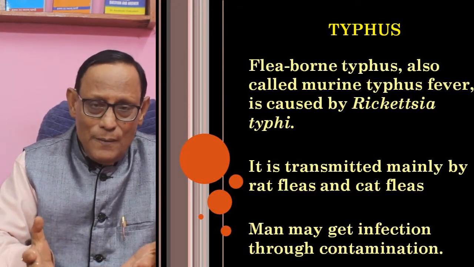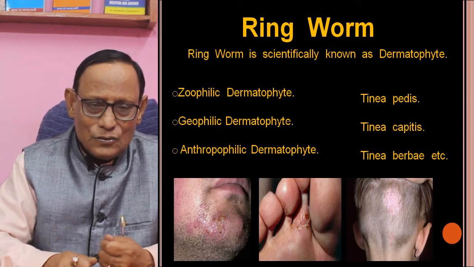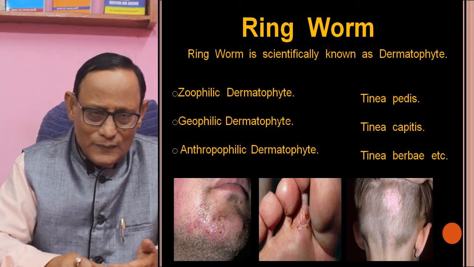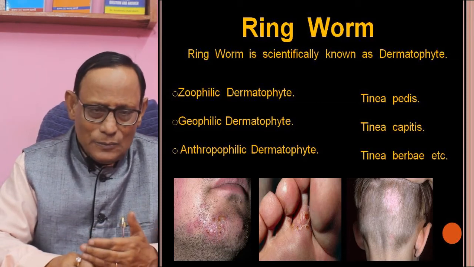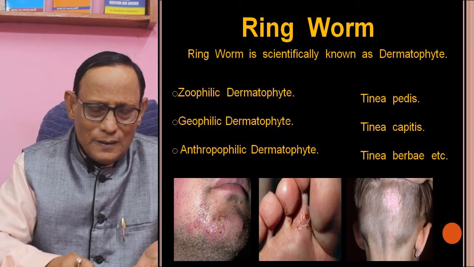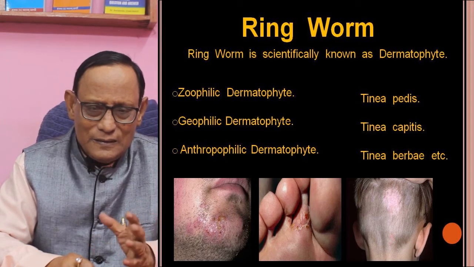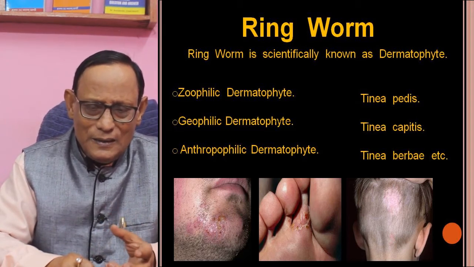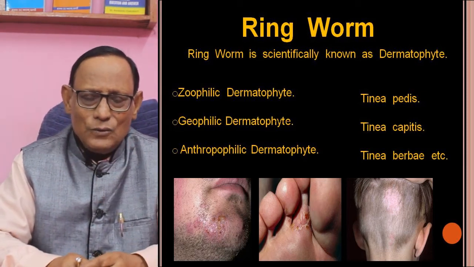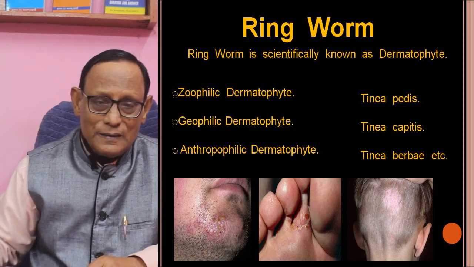Then we come to ringworm or dermatophytes. It is scientifically known as dermatophytes. So it may be zoophilic dermatophyte, geophilic dermatophyte, or anthropophilic dermatophyte. Zoophilic means animal to animal. Geophilic means soil to soil. Anthropophilic means man to animal. So sometimes it affects tinea pedis, meaning in the leg, tinea capitis, in the head, tinea barbae, in the beard region. We can get it, and ringworm infection lesions may be seen.